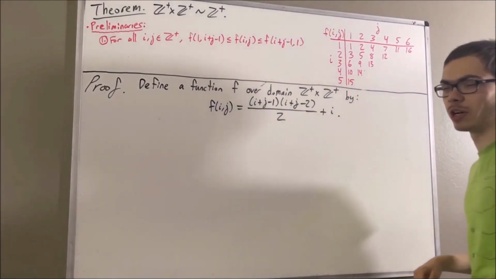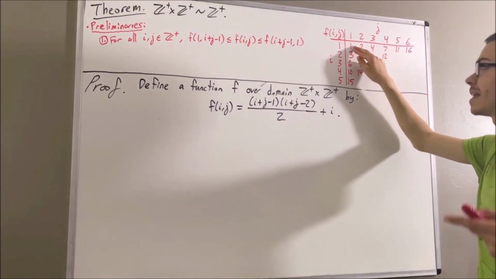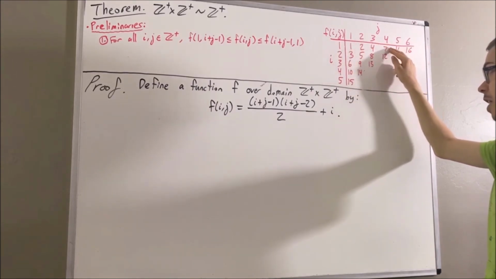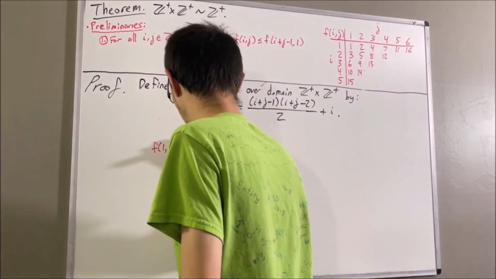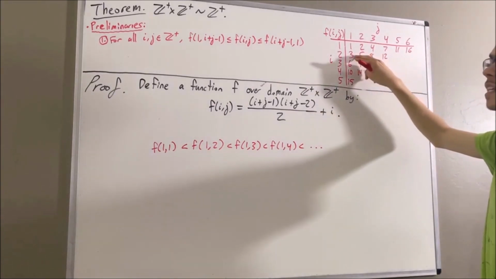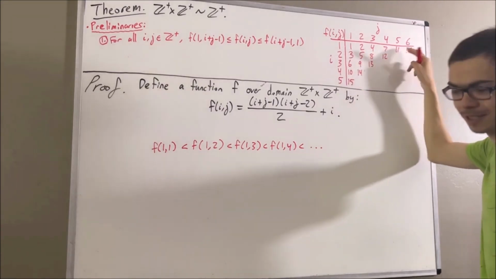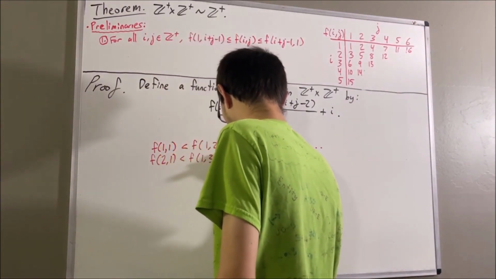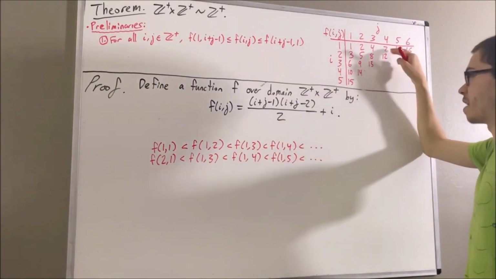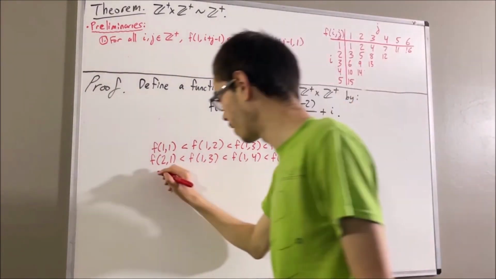Now, here's the second preliminary result. Notice that f of 1, 1 is less than f of 1, 2, which is less than f of 1, 3, which is less than f of 1, 4, and so on. Also, f of 2, 1 is less than f of 1, 3, which is less than f of 1, 4, which is less than f of 1, 5, and so on. Also, f of 3, 1 is less than f of 1, 4, which is less than f of 1, 5, which is less than f of 1, 6, and so on and so forth.